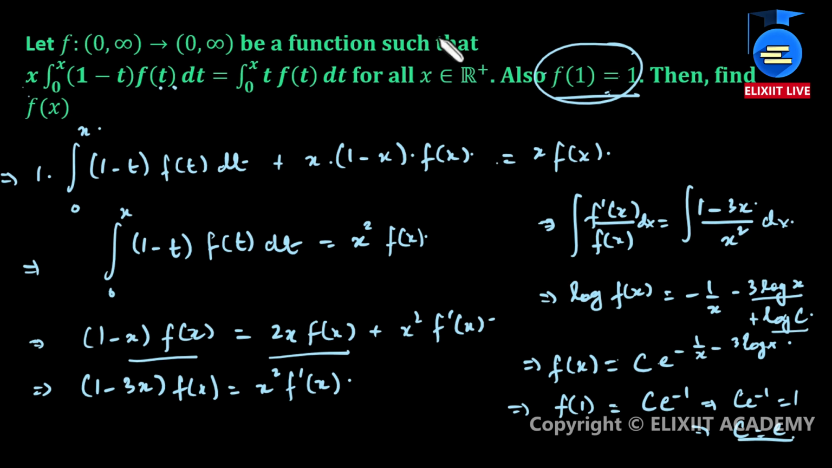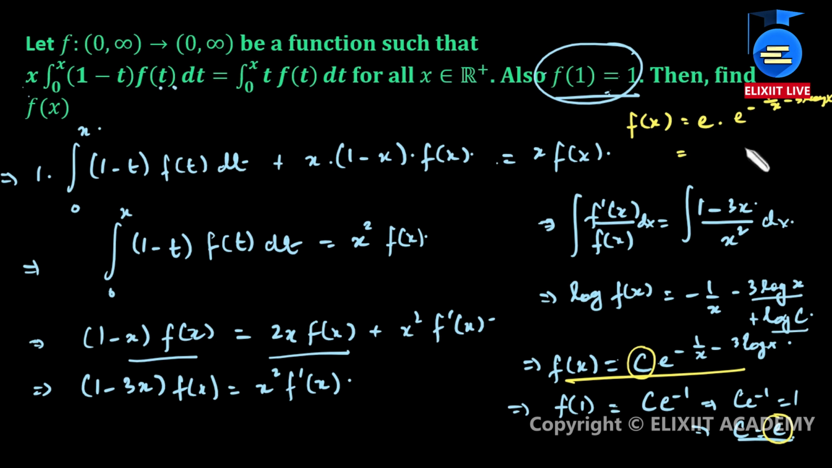So now you can find out the function. What is the function? f(x) is the function, you'll get it from here itself. Now simply put the value of c. c is e. So the function is e times e to the power minus 1 by x minus 3 log x.